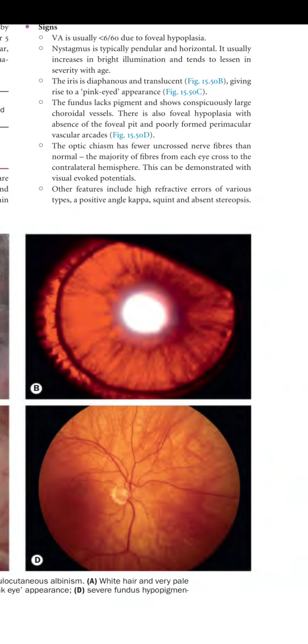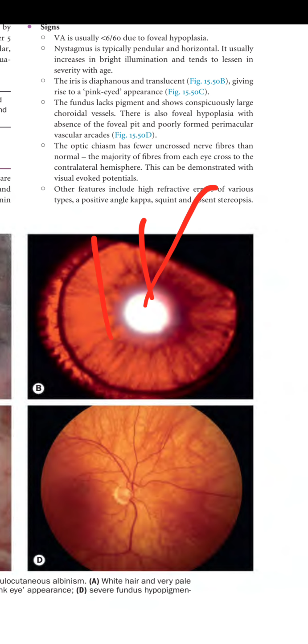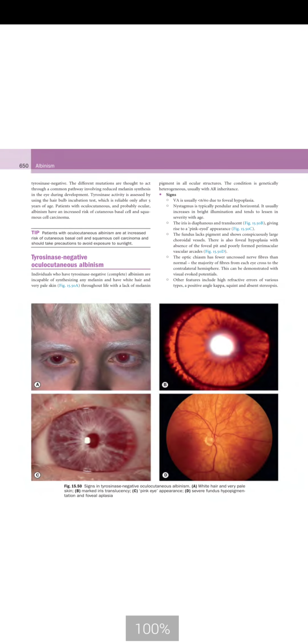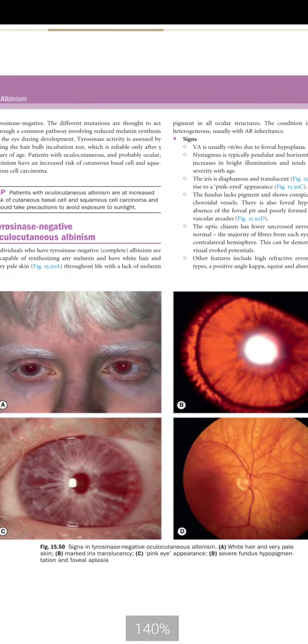The optic chiasm has fewer uncrossed fibers than normal, so the majority of the fibers from each eye cross to the contralateral hemisphere. This can be demonstrated with visual evoked potential. Other features include high refractive errors of various types, a positive angle kappa, squint, and absent stereopsis. So these are the signs in tyrosinase negative oculocutaneous albinism.